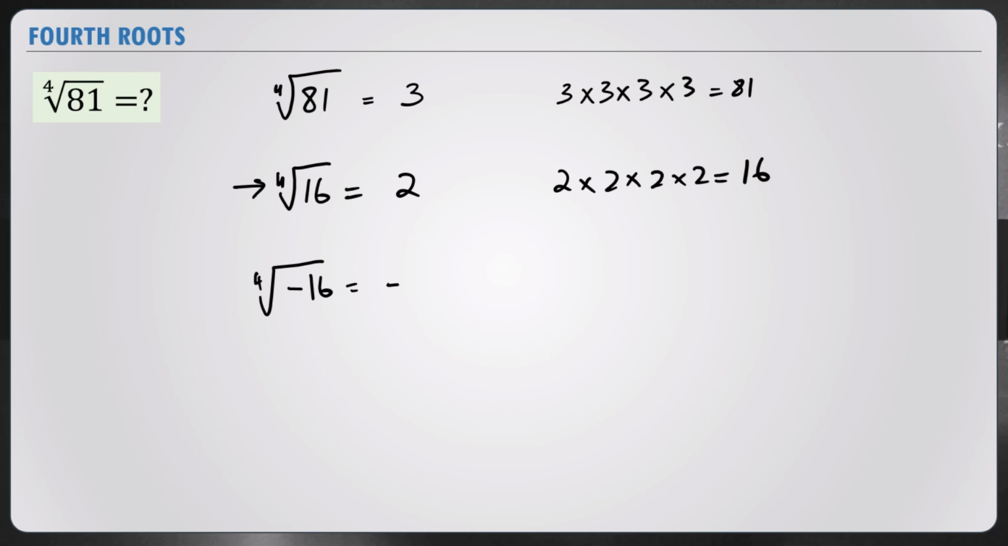Let's see the proof. If I have negative 2 into negative 2 into negative 2 into negative 2 and I multiply all this, I get positive 16. And if I get 2 into 2 into 2 into 2, I still get positive 16. All right. So that's why we cannot have a negative number under an even root like 2, 4, 6, and 8 in your radical sign. So let's get into practice.